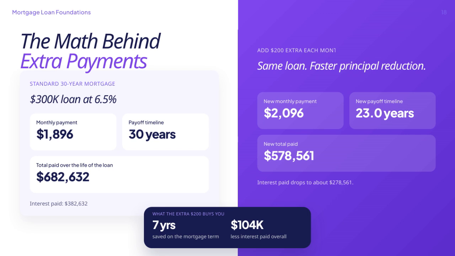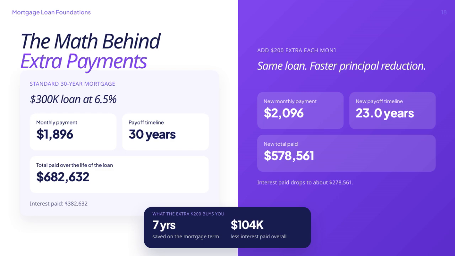Now, let's look at the impact of making an extra $200 payment each month. By doing this, your monthly payment rises to $2,096, but the payoff timeline shortens significantly to 23 years. You'll pay a total of $578,561 over the life of the loan, meaning you save about $104,000 in interest. Plus, you cut about 7 years off your mortgage term.